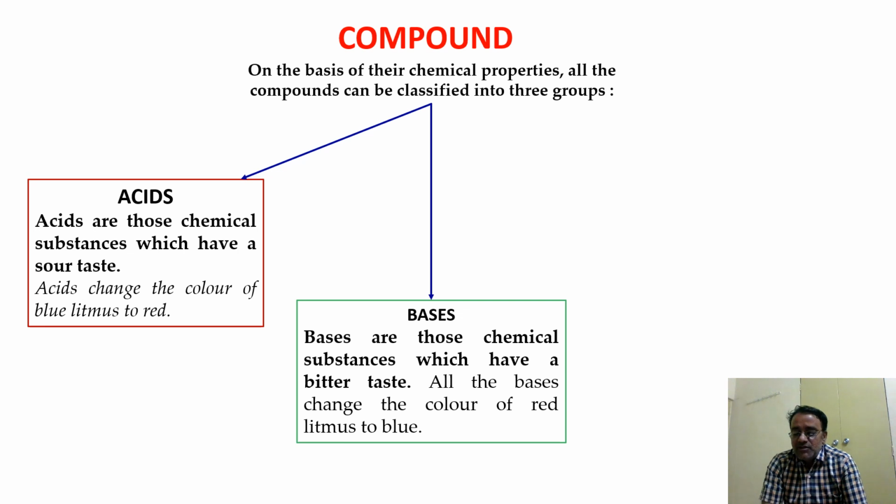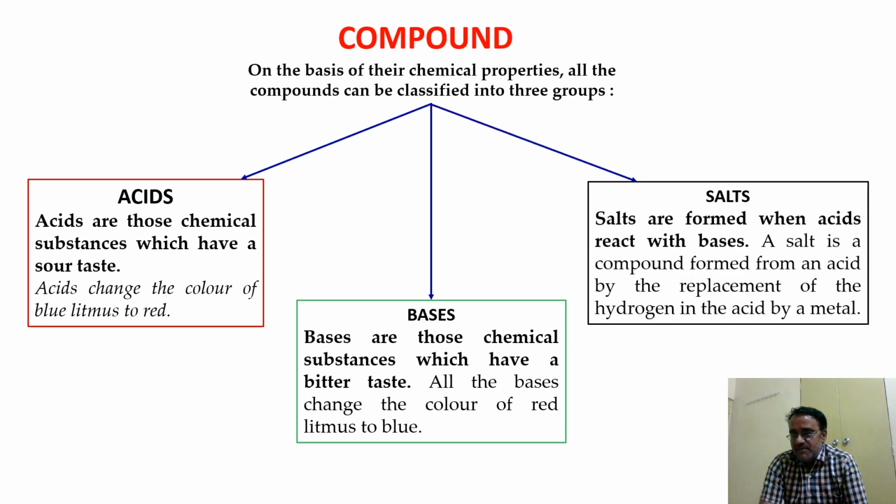Okay. So now the third type is salts. Salts are formed when acids react with bases. A salt is a compound formed from an acid by replacing the hydrogen in the acid by a metal. So these are the three different groups, and we will study one group in each session. Altogether we will have 3 sessions.